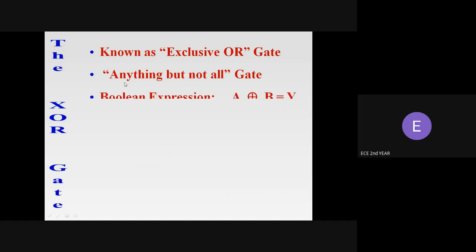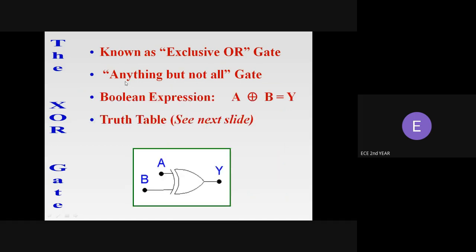Next we will see the XOR gate. XOR gate is also called the exclusive OR gate, and the Boolean expression for the output is given by Y equals A XOR B.